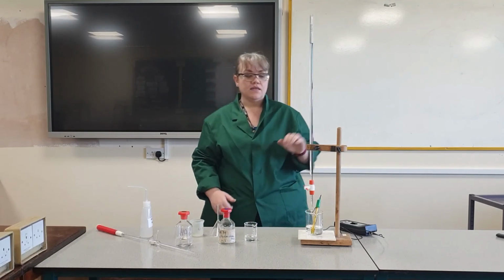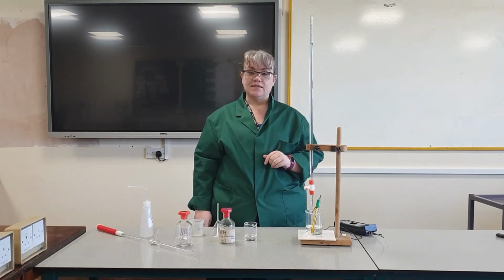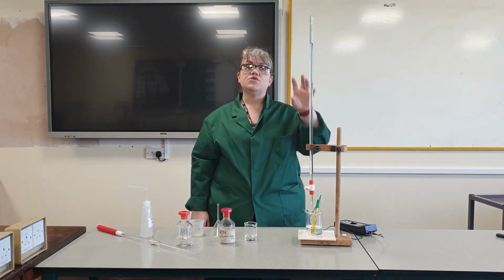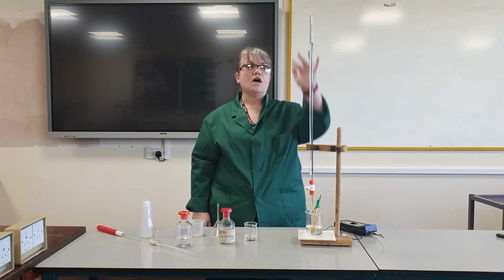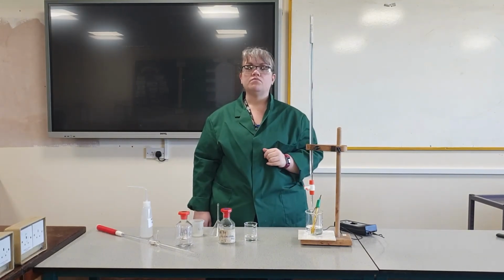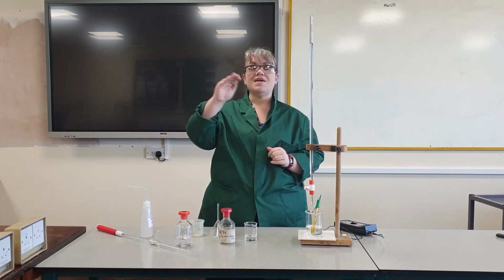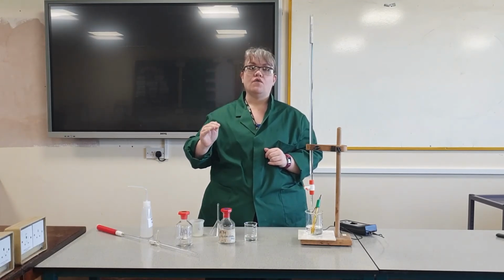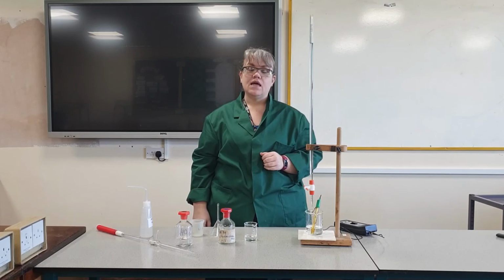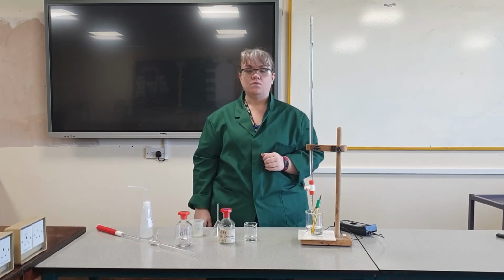Carry on like that until 50 centimetres cubed has been added. Repeat this 3 times, so 3 times I'm adding in the full amount. Take an average pH for each volume of acid that's been added and then plot that on a graph.